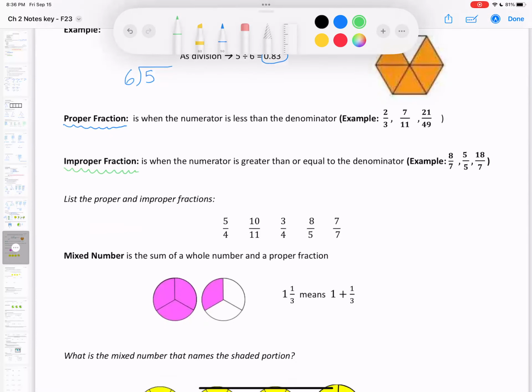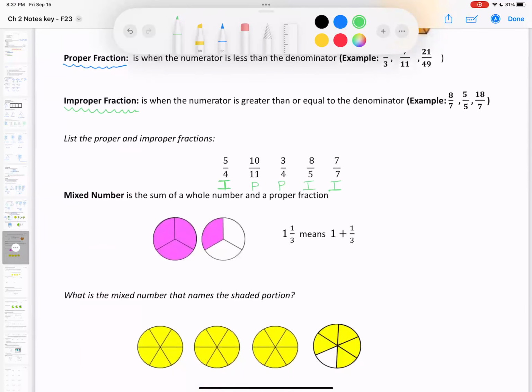So let's list the proper and improper fractions here. So first one, 5/4, is going to be improper because the numerator is greater than the denominator. 10/11 then would be a proper fraction. 3/4 is a proper fraction. How about 8/5? So that'll be improper. And then 7/7, anytime the denominator and numerator are equal, we also call that improper.